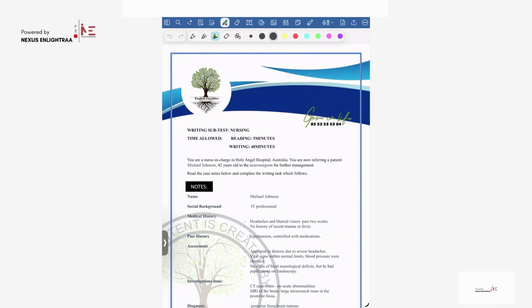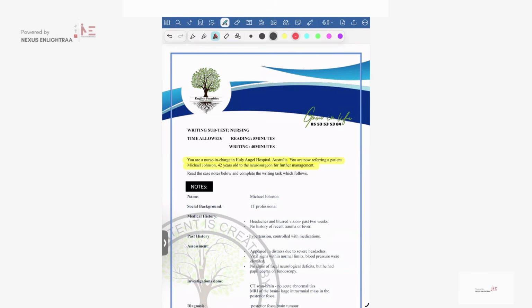Okay. So let's look at what this task is asking us to do. It says you are a nurse in charge in Holy Angel Hospital, Australia. You are now referring a patient, Michael Johnson, 42 years old, to the neurosurgeon for further management. Now, from this one sentence alone, we can already identify four very important pieces of information.